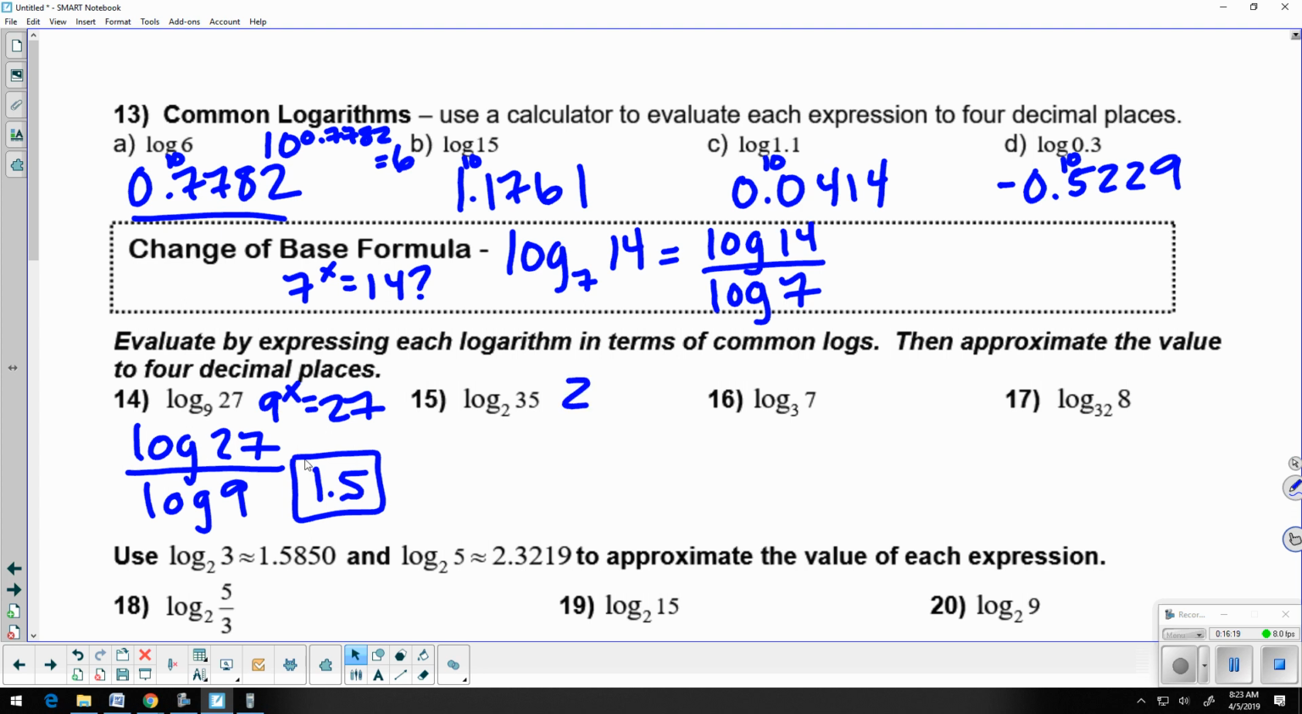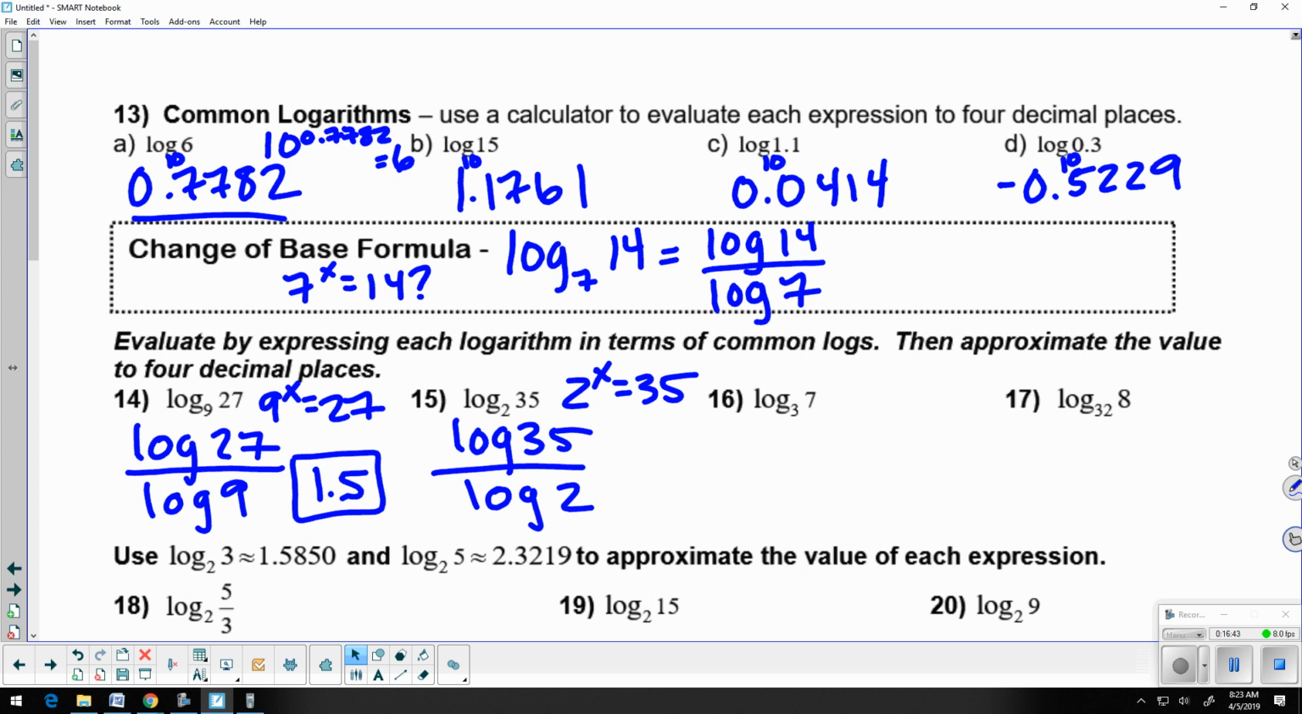So 2 to what power is 35 is the question. There's nothing that we can even think of. I mean, we know that 2 to the 5th power is 32, and then 2 to the 6th power is even bigger, it's 64. So it's somewhere between those two values, somewhere between 5 and 6, basically. But you could find that actual number just by using change of base.